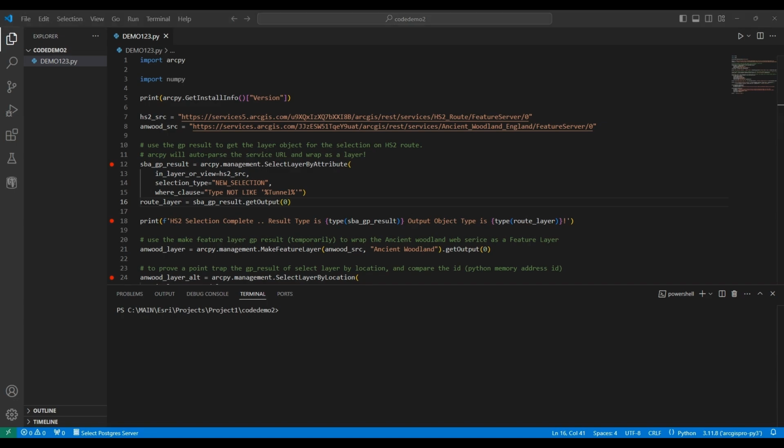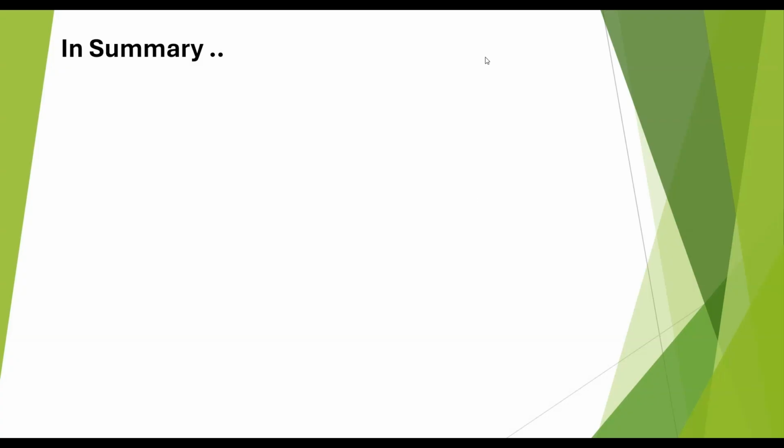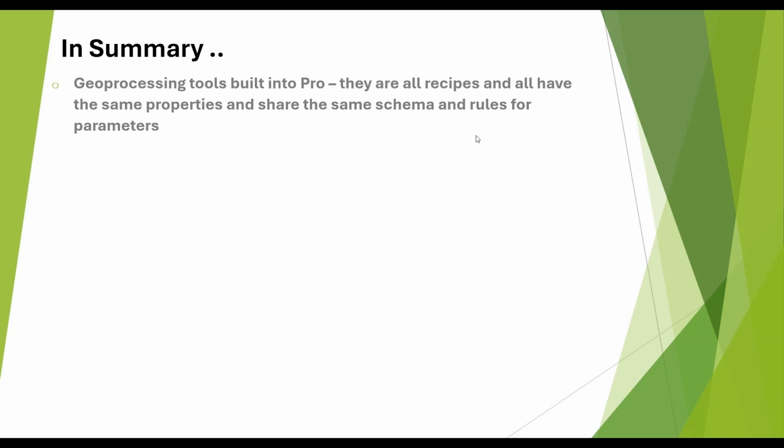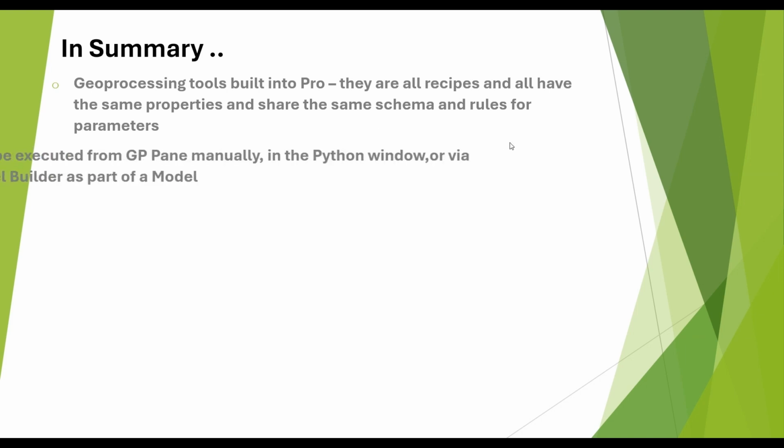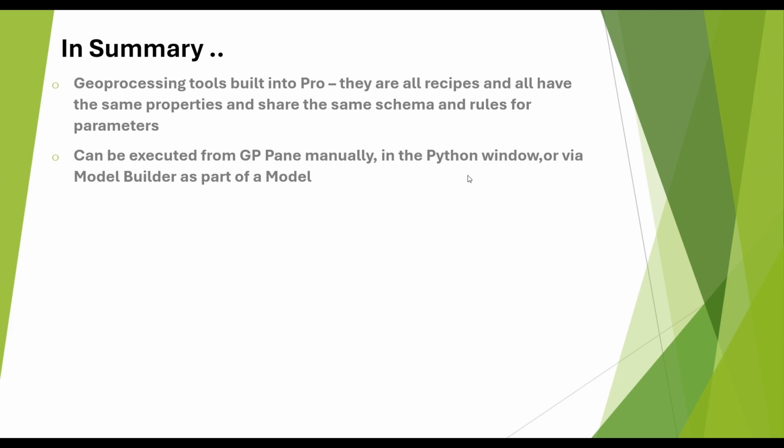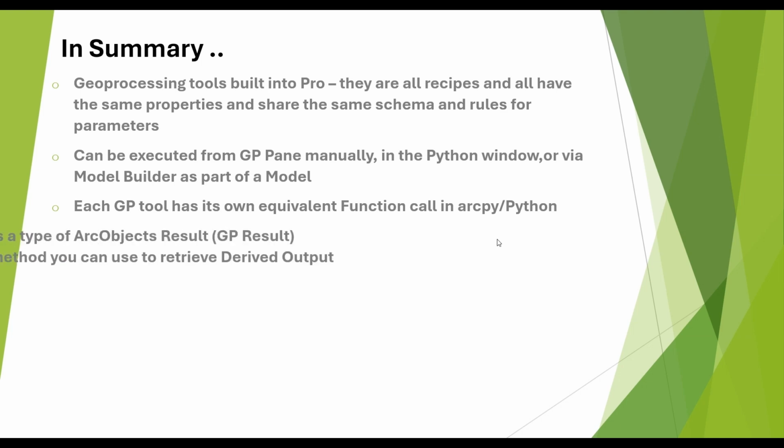So, to summarize, the geoprocessing tools built into Pro, think of them as recipes. They all have the same properties and share the same schema and rules for parameters. They can be executed from the geoprocessing pane, manually in the Python window, or via Model Builder as part of a model. Each geoprocessing tool has its own equivalent function call in Arcpy.